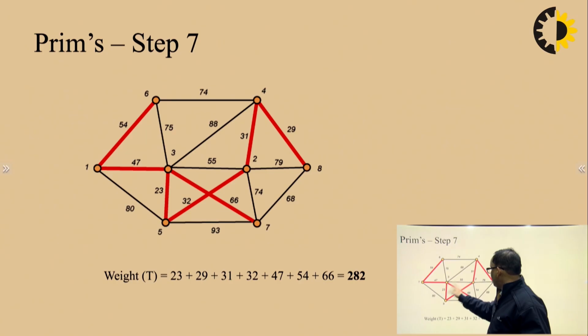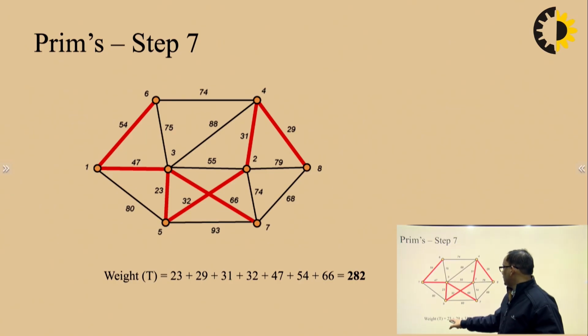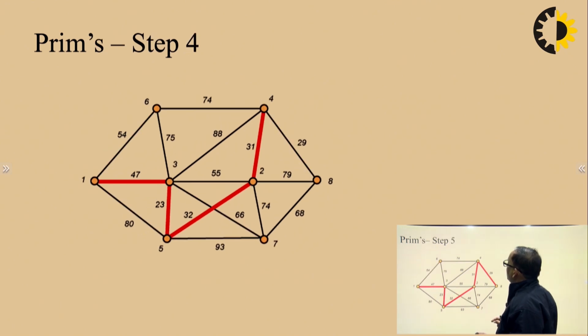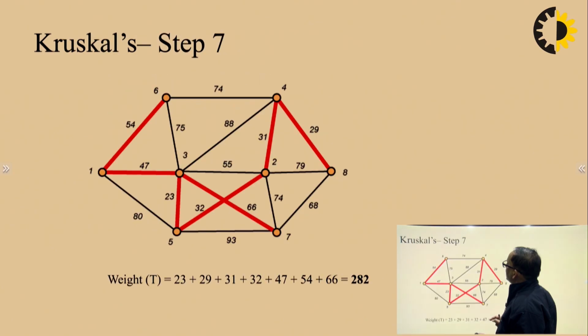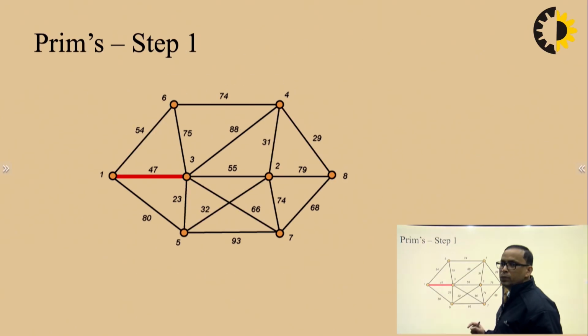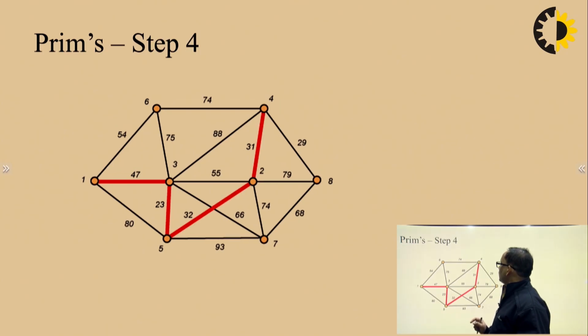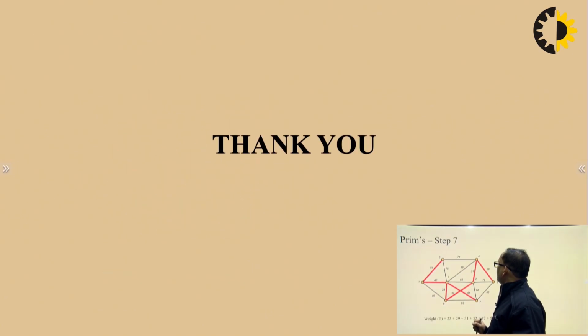So the weight of the minimum spanning tree will be 23 plus 29 plus 31 plus 32 plus 47 plus 54 plus 66, which is equal to 282. So in Prim's algorithm, the minimum spanning tree weight is 282, and when we applied Kruskal's algorithm, again the weight of the minimum spanning tree is 282 and the minimum spanning tree is the same. So in this way we apply Prim's and Kruskal's algorithms to find the minimum spanning tree on a given weighted graph. Okay, thank you.